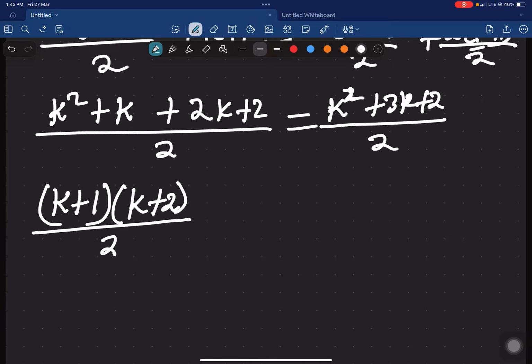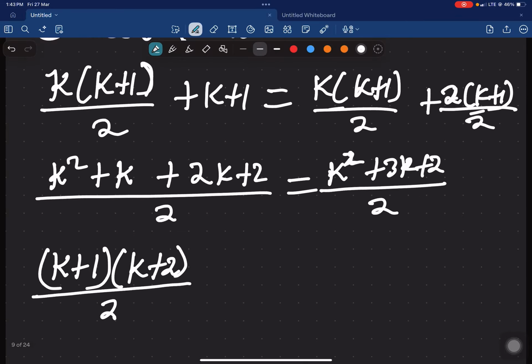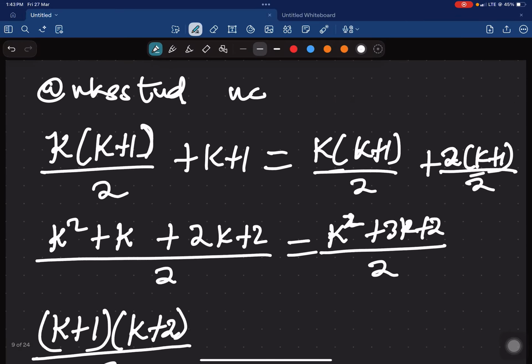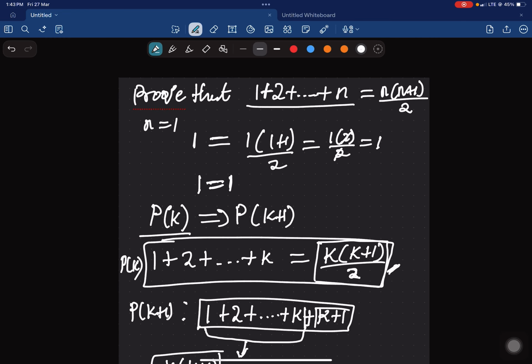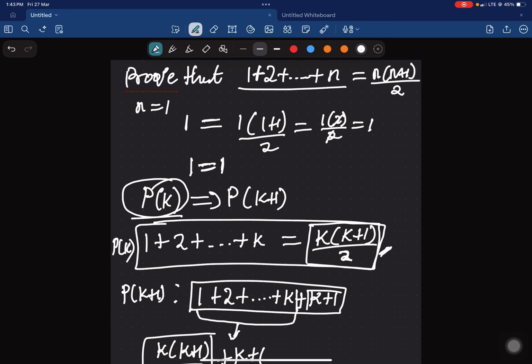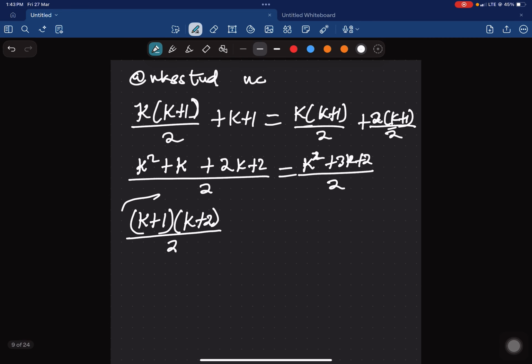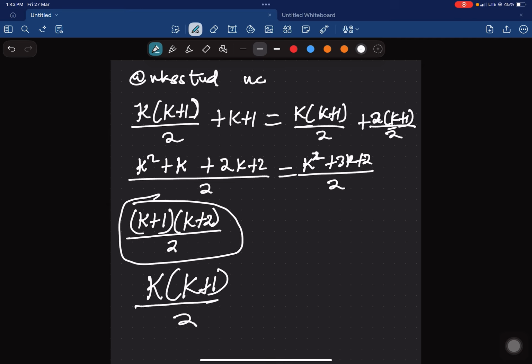Now we are almost done, but our goal is that we want to establish this part. So we want to make sure that P of K implies P of K plus 1. So it means that we want to write our final equation so that it looks in the form K into K plus 1 all over 2. So it's just like a number multiplying the number plus 1 over 2. We are trying to achieve the same thing over here.